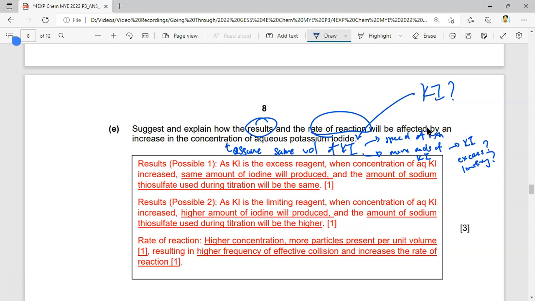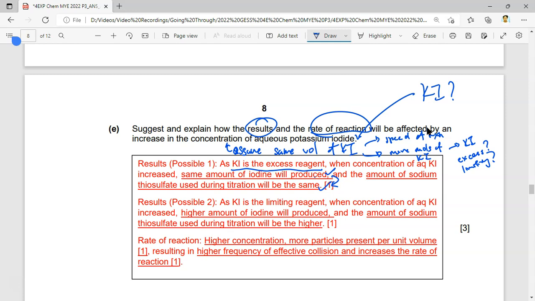So we're actually accepting two possible results here. It's for you all to think through what's actually happening. If you deem that KI is an excess reagent, then when the concentration of KI increases, the same amount of iodine will be produced, because I didn't change the limiting reagent. So the amount of sodium thiosulfate used during titration will be the same. That's if KI is in excess, because when it's in excess, it doesn't affect the amount of product formed. The amount of product formed is limited by the limiting reagent.